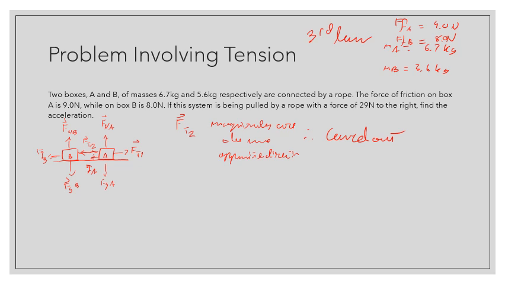We know that this is accelerating towards the right, so we just need to find the acceleration now. Initially we know that F net is equal to m times a. We're trying to find a, but we don't know the force net yet. In order to find the force net, we need to find all the forces that are going in the direction of acceleration, which is towards the right. So F net is equal to Ft1 minus FFA minus FFB. That would be equal to 29 minus 9 minus 8. So that's equal to 12 newtons east.